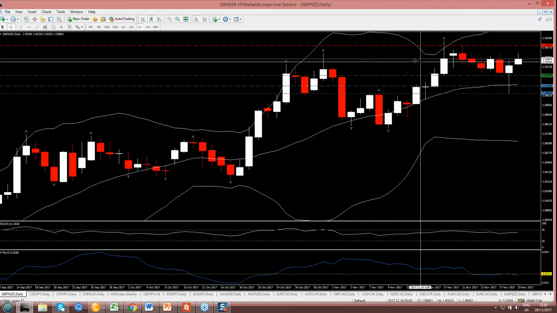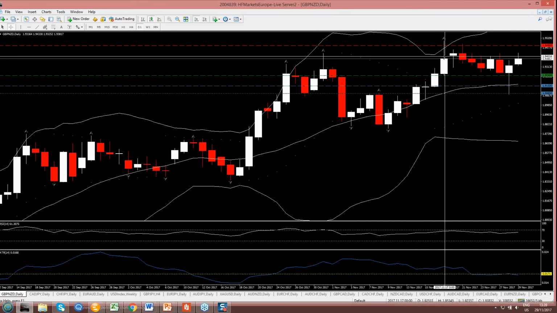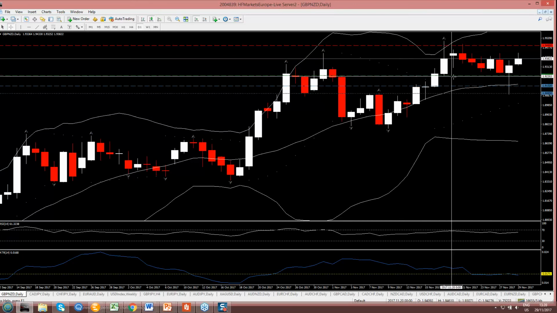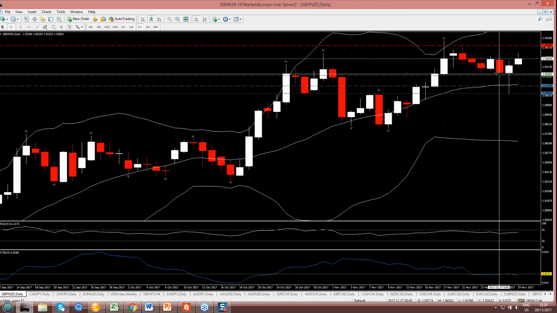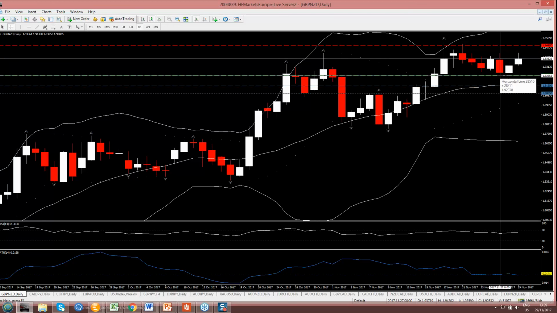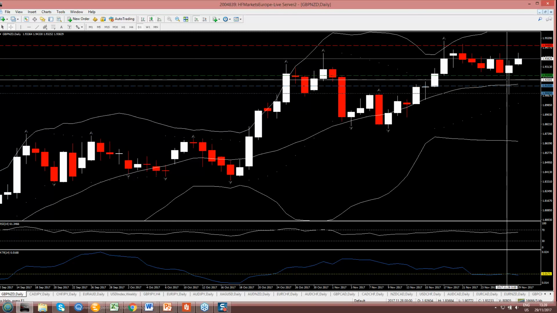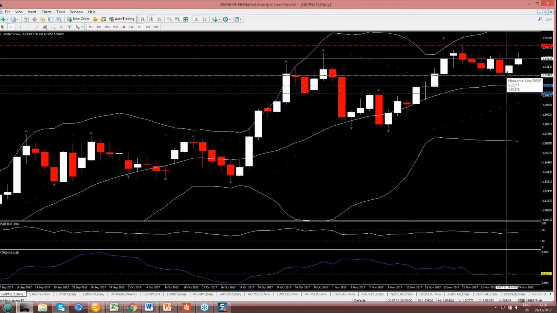Let me just explain why we got in here. This hasn't fulfilled a lot of the rules, but the system said go, and it triggered on the close on the 27th, in the night. I didn't actually enter that trade till the following morning. Yesterday morning I got in here, that was when I was filled at 192.40.